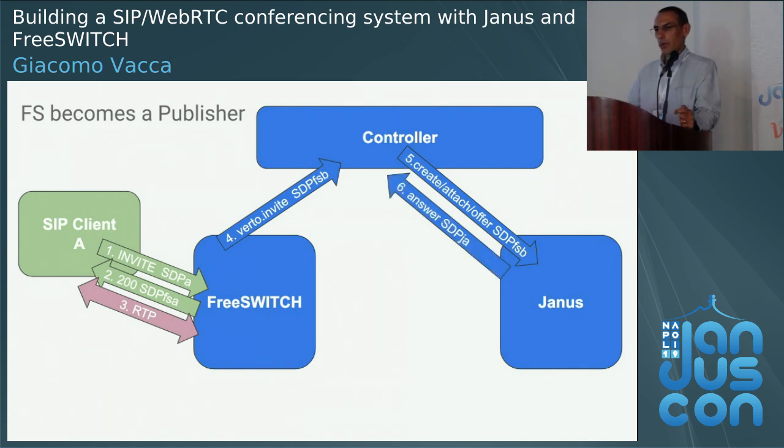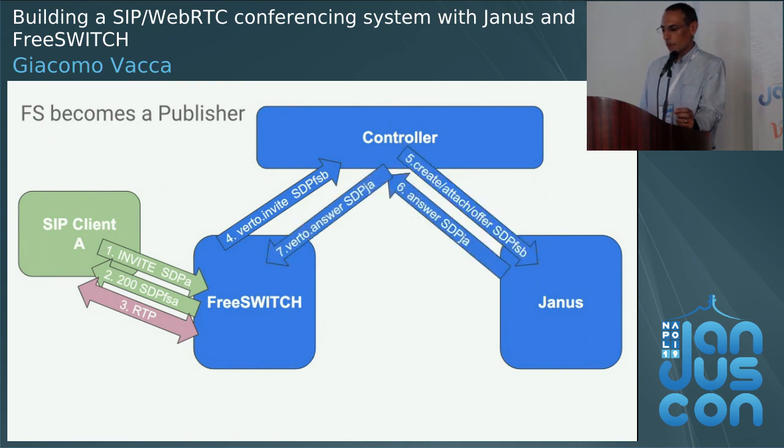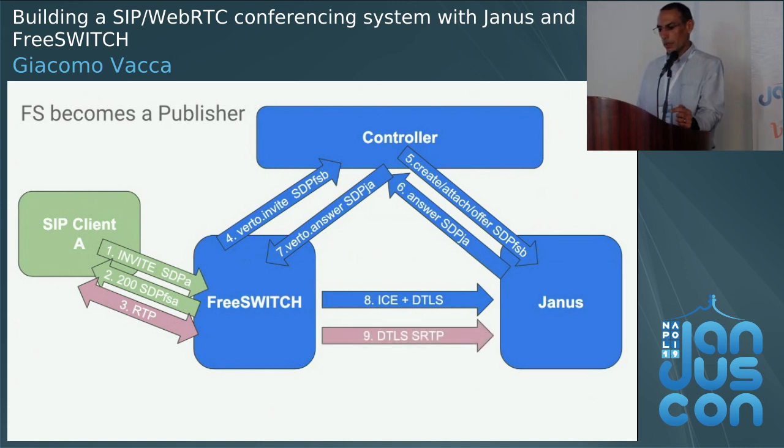Janus says, of course you can become a publisher. This is my SDP, so you can publish your streams, negotiating the session in this way, and this will become a Verto answer with the same SDP towards FreeSWITCH. In this case, FreeSWITCH will initiate the ICE negotiation and will instantiate the TLS session, and then will publish the TLS SRTP as publisher into the Janus VideoRoom.